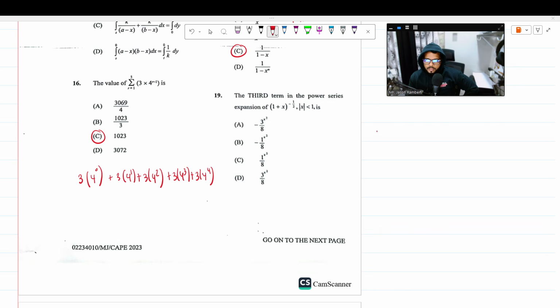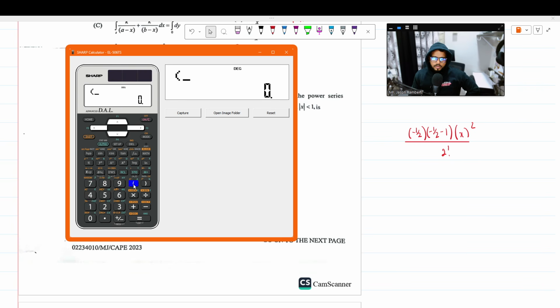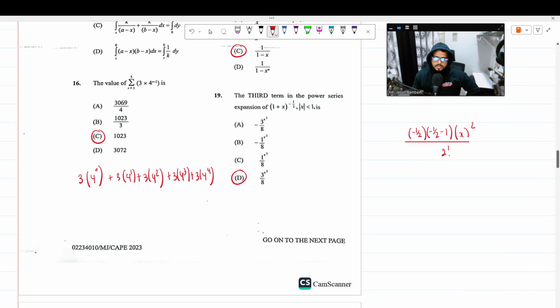So first term, I'm not caring about it. Second term, no. Third term is going to be minus a half into minus a half minus 1 into x squared over 2 factorial. So we get minus a half multiplied by minus 1 and 1/2, divided by 2 factorial, which is 2. Indeed, we get 3/8 x squared. So the answer is D.